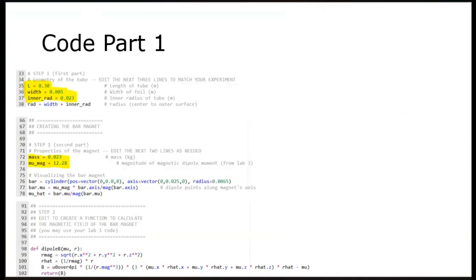Here's the code. I highlighted the parts that we changed based off of our own experimental data. The length, width, and radius of the tube is shown there. And the mass and magnetic dipole moment, as measured from lab 3, are below.